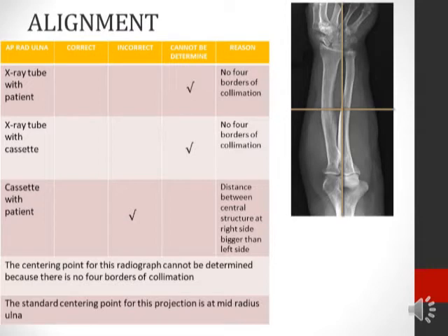Okay, next is the alignment. So first is the alignment for x-ray tube with patient. It cannot be determined because there are no four borders of collimation. Next is x-ray tube with cassette, also cannot be determined because there are no four borders of collimation. Meanwhile, for cassette with patient, it is incorrect because the distance between central structures at the right side is bigger than the left side. So, the centering point for this radiograph cannot be determined because there are no four borders of collimation. The standard centering point for this projection is at mid-radius ulna.